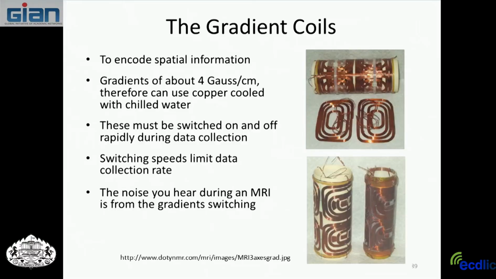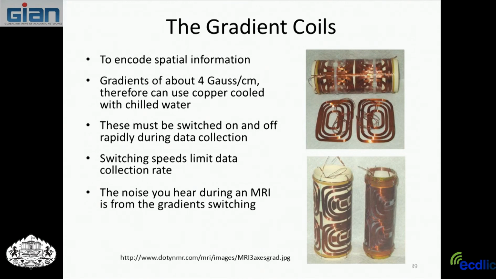Okay, the spatial gradient coils are, again, to encode the spatial information, with gradients of about 4 Gauss per centimeter, and therefore we can use copper cooled with chilled water. These must be switched on and off very rapidly during data collection, so we can adjust our magnetic fields to measure. And this is what limits how quickly we can collect the data: how fast we can switch these magnets on and off.